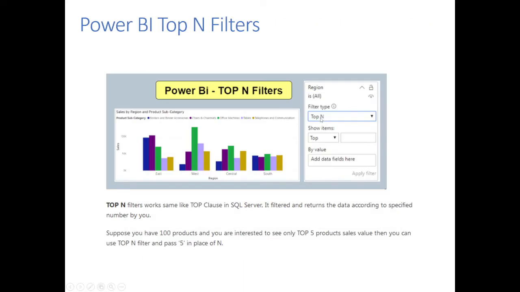The next we have Power BI Top N filters. Top N filters work the same like TOP clause in SQL Server. It filters and returns the data according to a specified number by the user. Suppose you have 100 products and you are interested to see the top 5 product sales according to sales value, then you can use Top N filter and pass 5 in place of N.